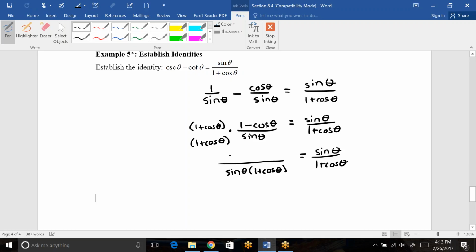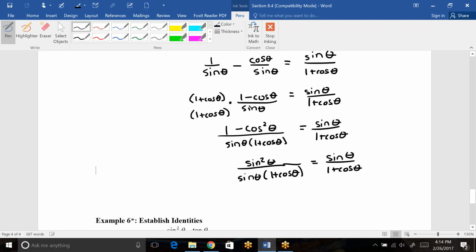On the top, we get 1 minus cosine squared theta, because remember you would FOIL that out, but the middle terms cancel. That makes the top sine squared theta because of the Pythagorean identity. And we're about one step away because now I have a sine and a sine on top that can cancel, but I still have a sine left over in the top. So notice I have verified that the left side can be turned into the right side.